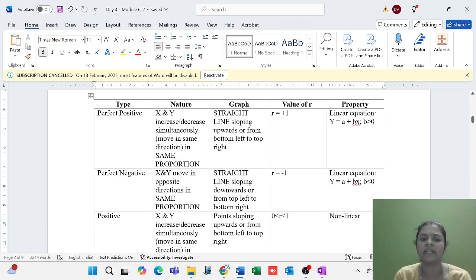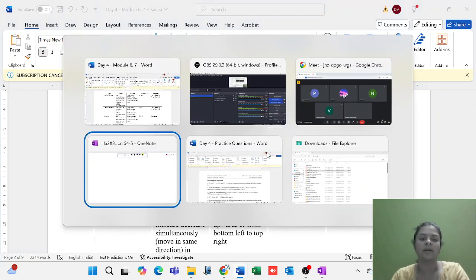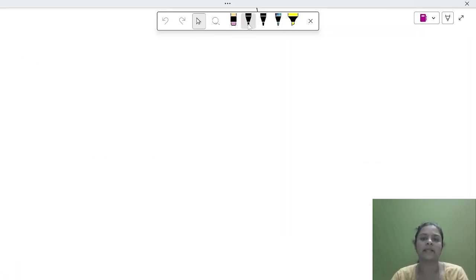First, let's understand perfect positive correlation. X and Y increase or decrease simultaneously, that is, they are moving in the same direction in same proportion. So how will the graph be? The graph will be a straight line. The dimension of change will be the same, so therefore the graph will be a straight line sloping upwards from bottom left to top right. So the graph of a perfect positive correlation will be a straight line like this, sloping upwards.